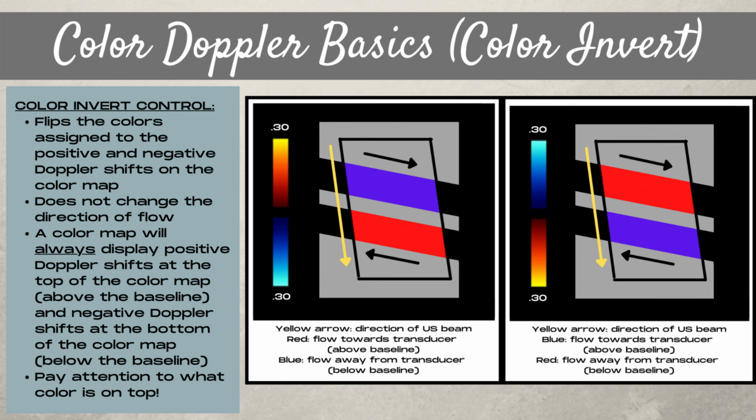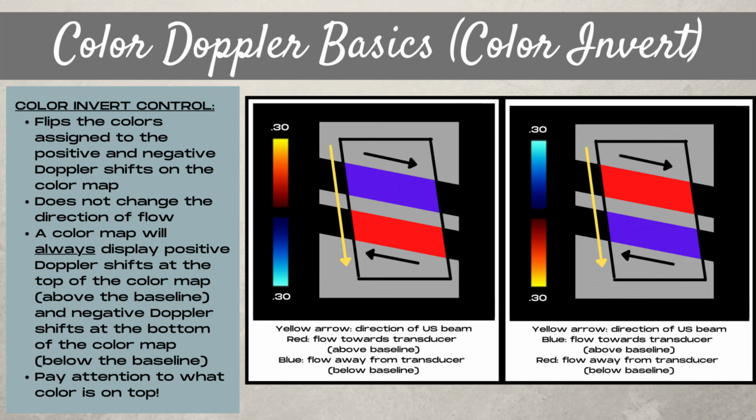On the far left image, red is the top of the color map. And so red in this image is going to represent flow moving towards the transducer, or the yellow arrow in this depiction. And in this far left image, blue is the bottom color on the color Doppler map, and it's going to represent flow moving away from the transducer or away from that yellow arrow.